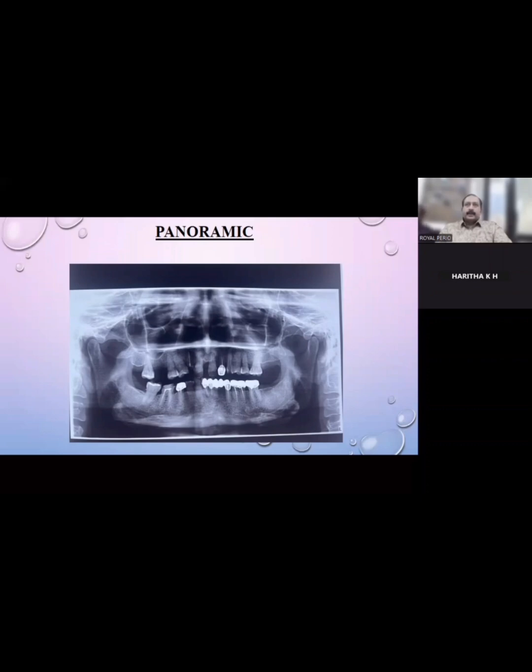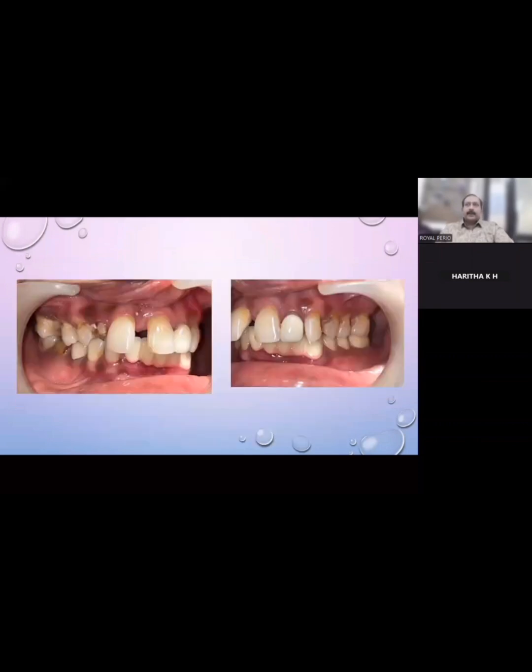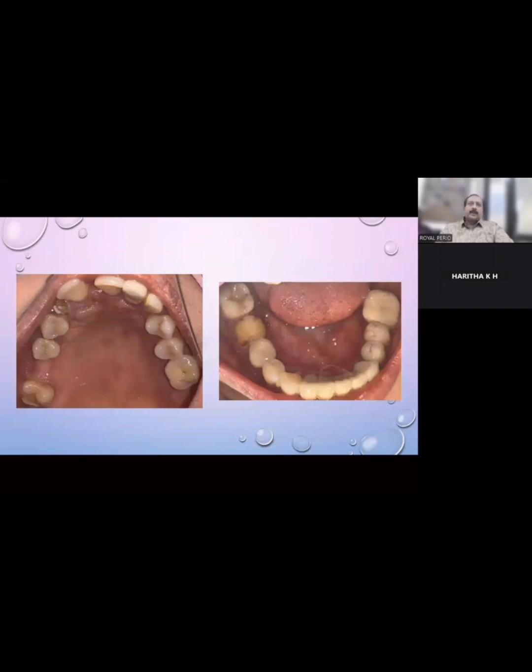When was that 1-6 extracted? 2 years back, due to mobility. Okay. 1-5, is it mobile or something? No, it's firm. And 1-4? 1-4 has a grade 1 mobility, and it is mesially drifted. It's rotated. Can we see that clinical picture once again? The previous one? No, the next one. Not much rotated. 1-4 is rotated.